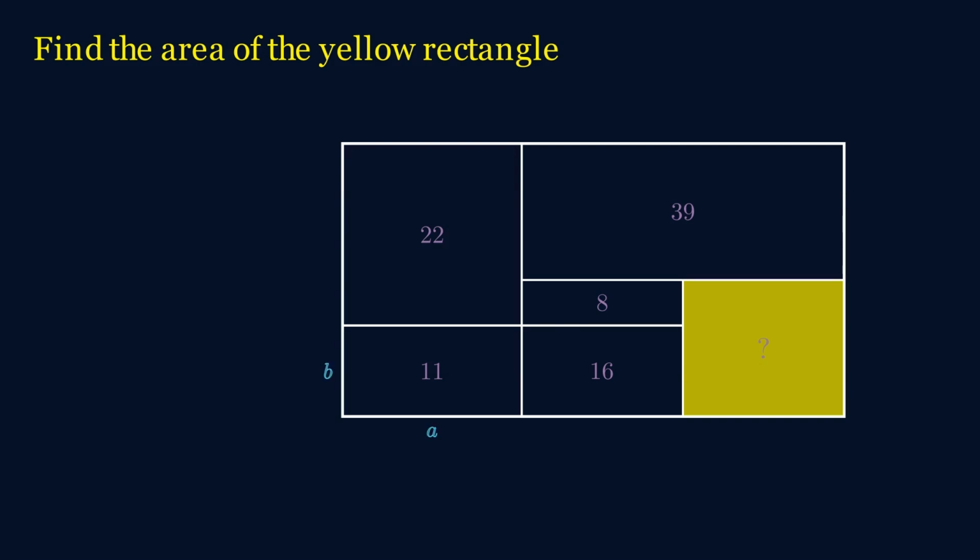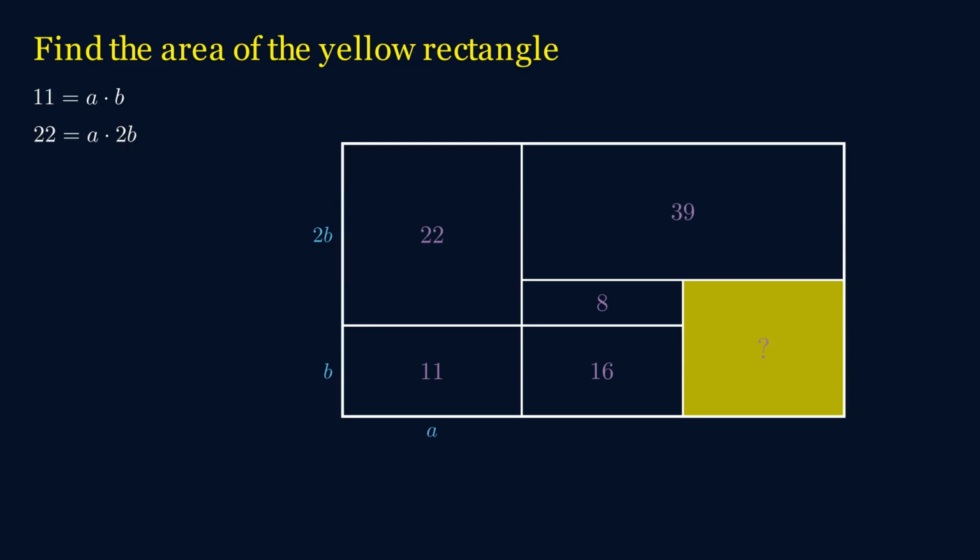Let's say its sides are A and B, so its area is A times B, and that equals 11. Now look right above it at the rectangle with area 22. It has the same width, A, but twice the area, so its height has to be 2B. Now let's move over to the middle stack.